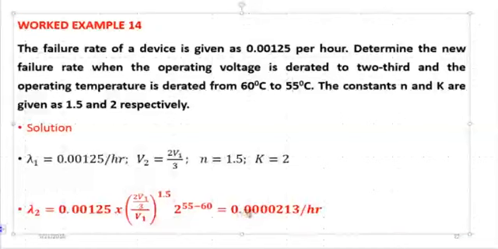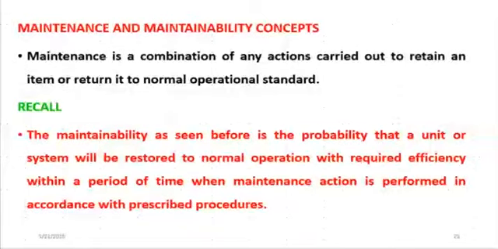This will give me 0.4 zeros, 2 and 3. But the original is 2 zeros. You can see that it has been reduced by a factor of almost 70, 80 or even 100. So derating is one of the procedures of improving the lifespan of the components by reducing the rate of its failure. Now after that, the next thing we're going to see is the maintenance and the maintainability.